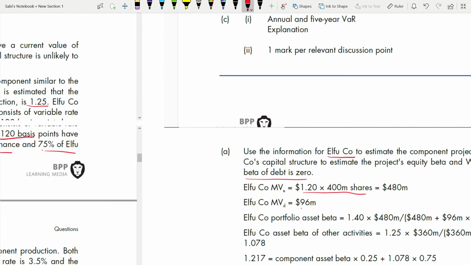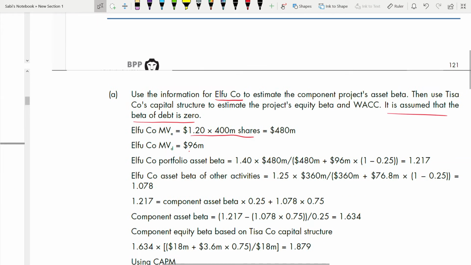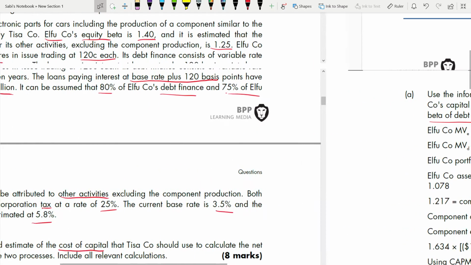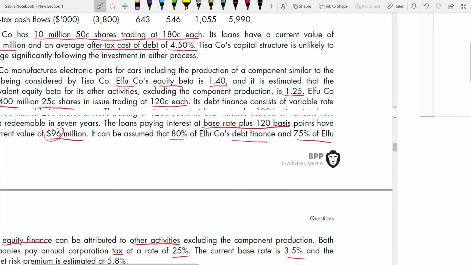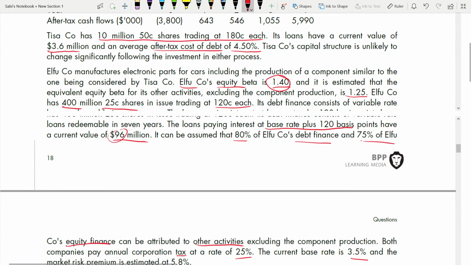Now let's go to find L4 company's asset beta. How are we getting that asset beta? First, we are finding the asset beta overall, the whole. We are not dividing it into component part or other activities; we are finding it for the whole. We are just given one equity beta at the beginning for L4, and we are using this equity beta, 1.40, to get the asset beta first.